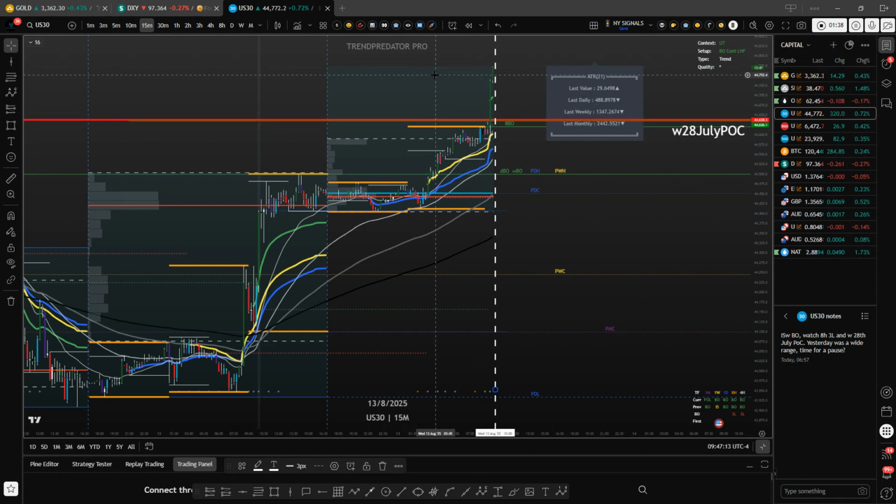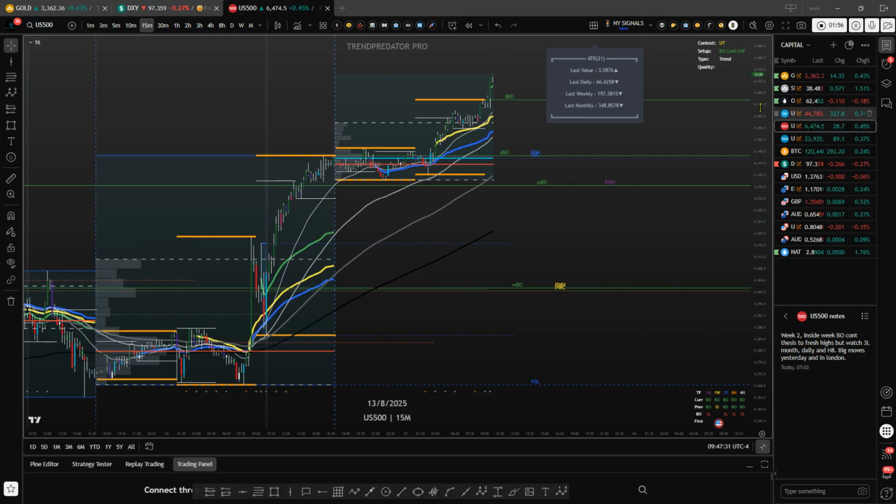So the US 30, if it were to come back inside of London's highs, then that's a setup for me to go short, depending on how the price is behaving. It may or may not draw me in.